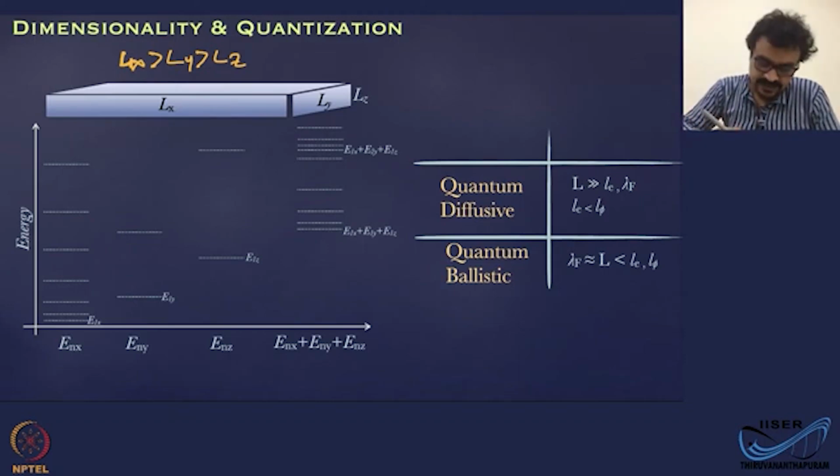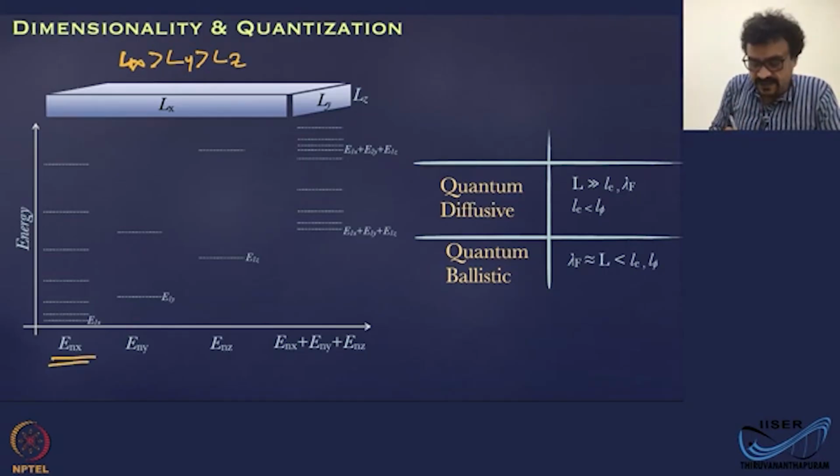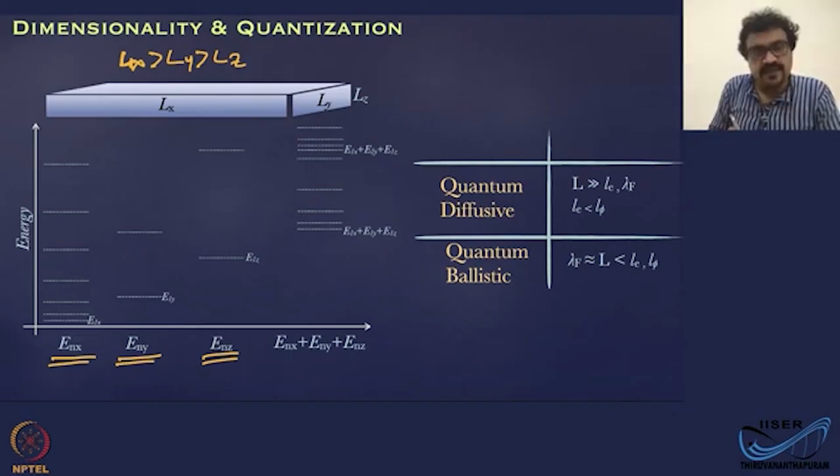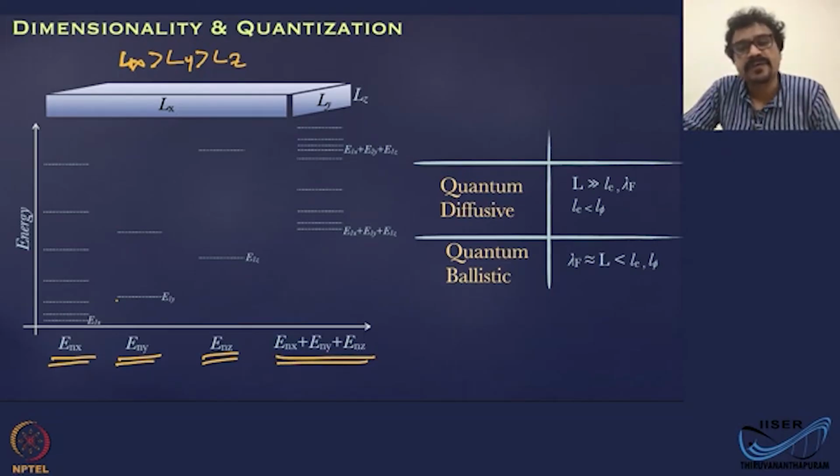you can say that the energy along these three directions, that is the energy quantization, is given by these three expressions. For example, in the Ex component quantization, the levels are close by because Lx is larger, Ey is slightly further, and Ez is even further. The levels are even further apart. And the total energy, that is Ex plus Ey plus Ez, is given by this. Okay, that's what it is.